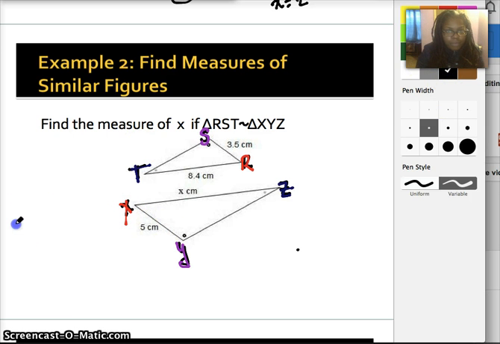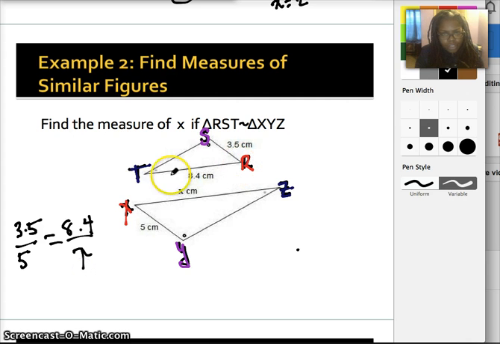Now I'm going to set up my two ratios to create a proportion. So small triangle 3.5 to large triangle 5 is equal to small triangle 8.4 to large triangle X. And I know that they correspond. Notice that the vertices are red, blue, so I'm really confident about the corresponding here.